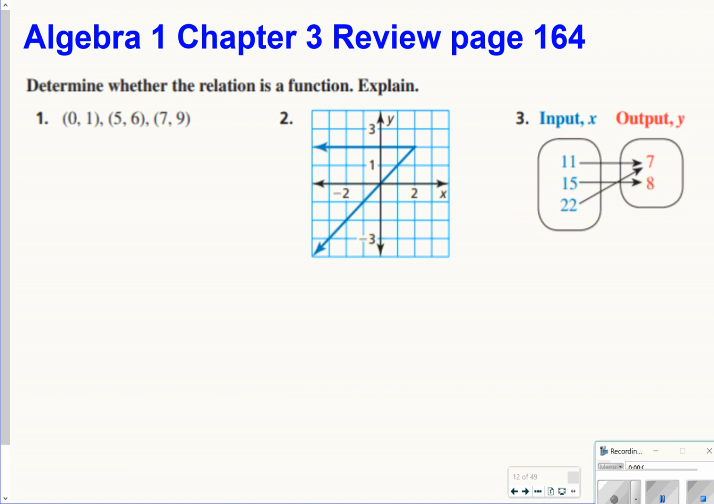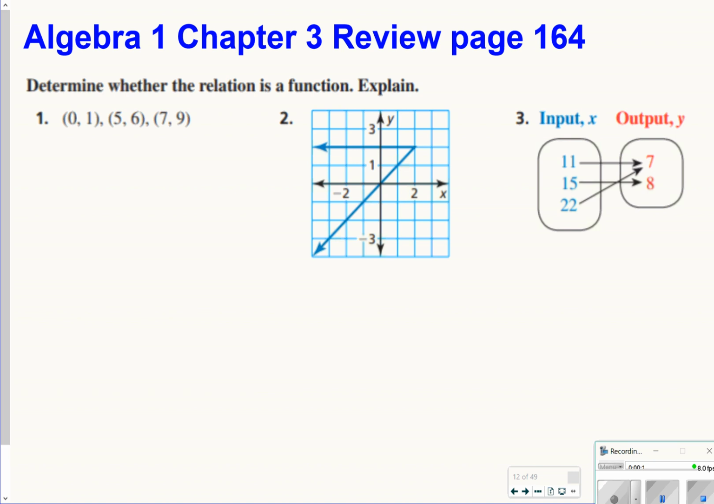Hi there, this is going to be your Algebra 1 Chapter 3 review found on page 164 in your textbook. You'll still have another review for your Chapter 3 test coming up soon, but for now let's focus on these textbook questions. For number 1, it says determine whether the relation is a function and then explain.